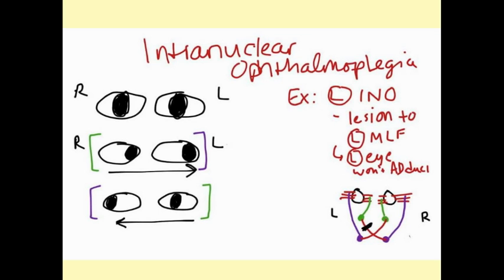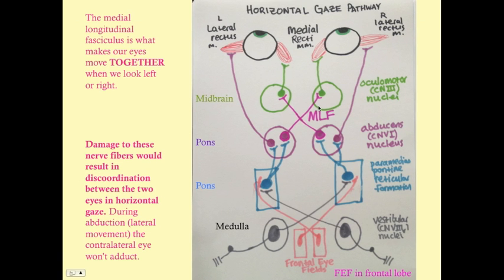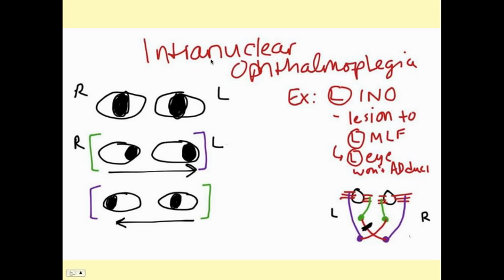Okay, so let's say we have left internuclear ophthalmoplegia. What's that going to look like? Well, first off, let's remember our pathway here. We have our abducens nuclei, and then we have our MLF, our right one here, and our left one here. We're going to say that our left MLF has the lesion.